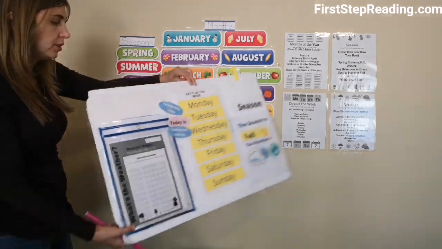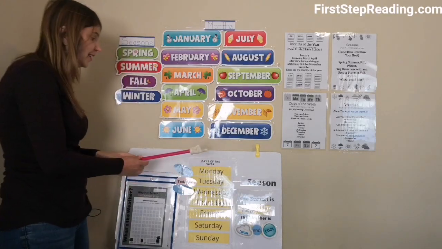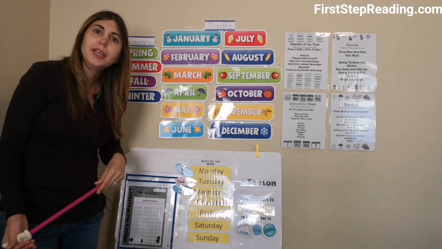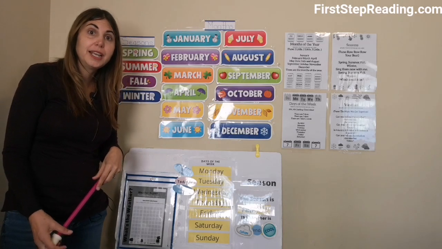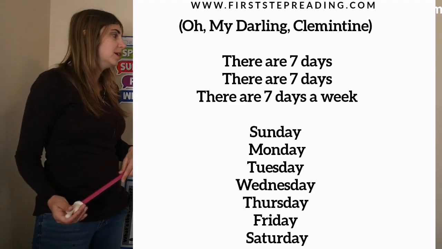Now we're going to do the days of the week. How many days are in a week? There are 7 days in a week. Let's sing the 7 days of the week song.